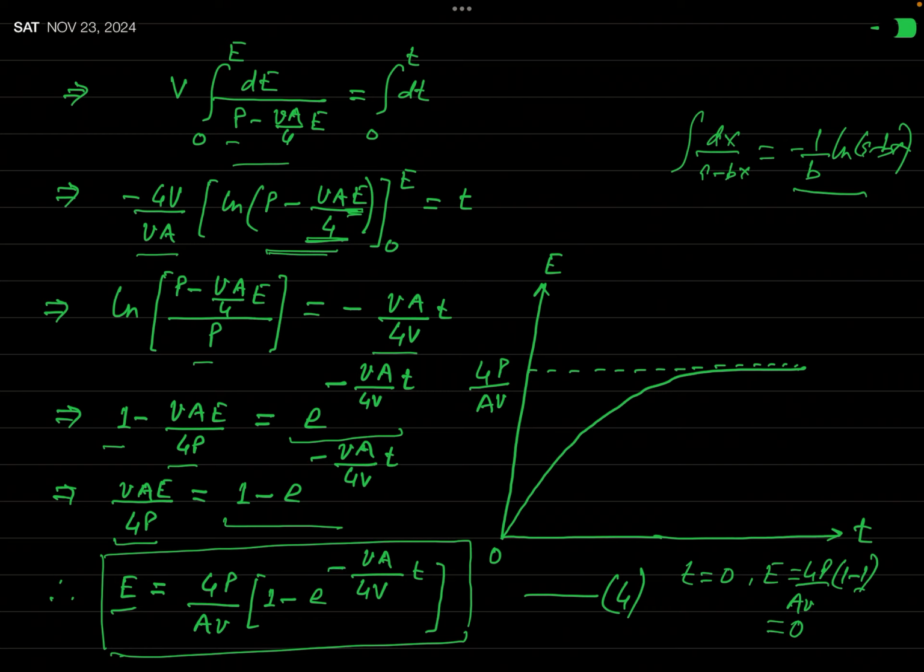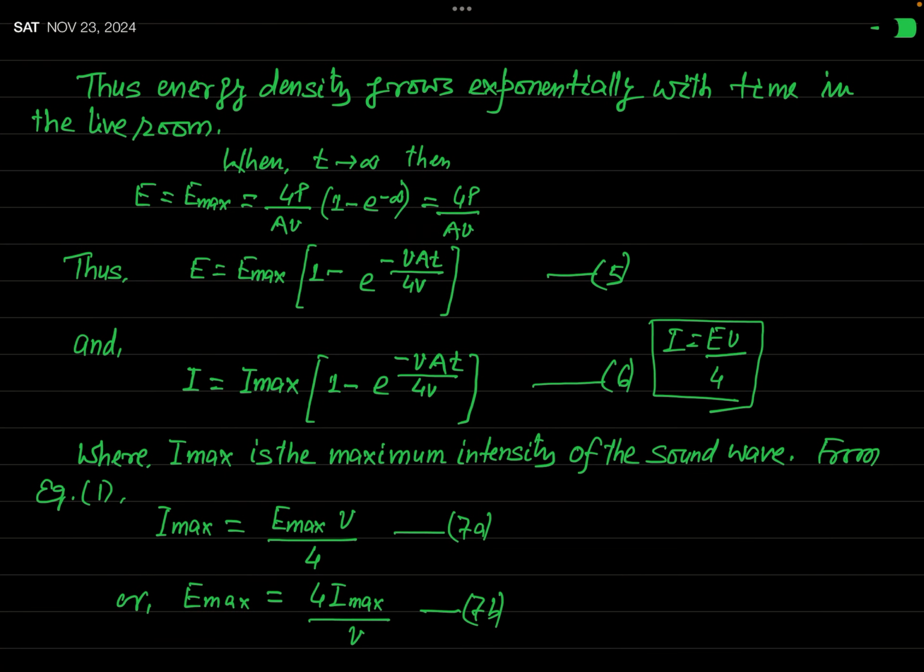But due to the presence of this minus sign and this minus, you can easily see from this result that as the time increases, the value of E will increase in an exponential manner. You can say that E is increasing with time exponentially or asymptotically. Now, when T becomes maximum, if you consider that T tends to infinity, then E will have its maximum value. And what will be that maximum value?